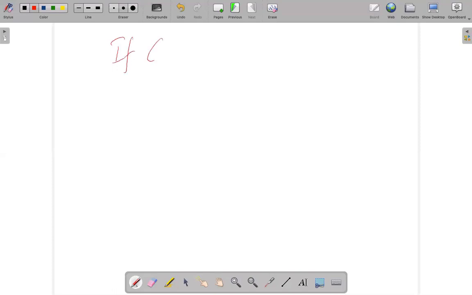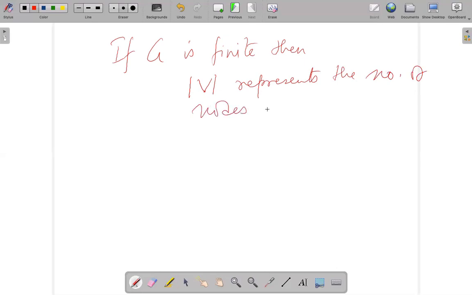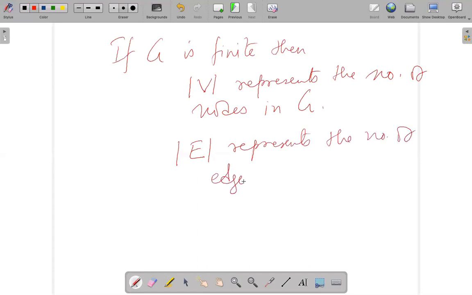If G is finite, then modulo V represents the number of nodes in G. Similarly, modulo E represents the number of edges in G. So this term, the number of nodes in G, or modulo V, is sometimes called the order of the graph.